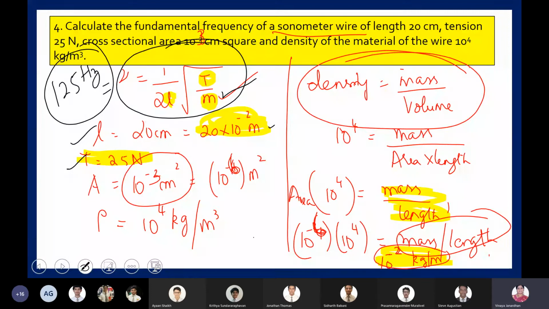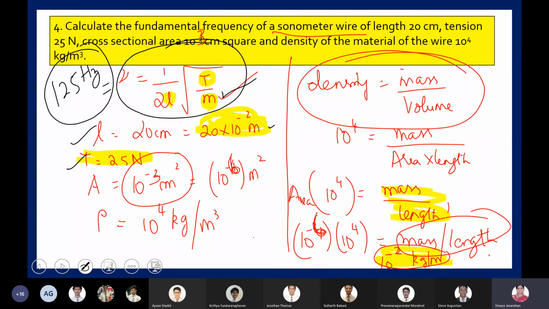The tension is given as 25 Newton. Then what else is given? The area of cross section is 10 to the power of minus 3 centimeter squared, which means 10 to the power of minus 6 meter squared. Centimeter squared, I'm converting it into meter squared. The density is given as 10 to the power of 4 kilogram per meter cube, right?